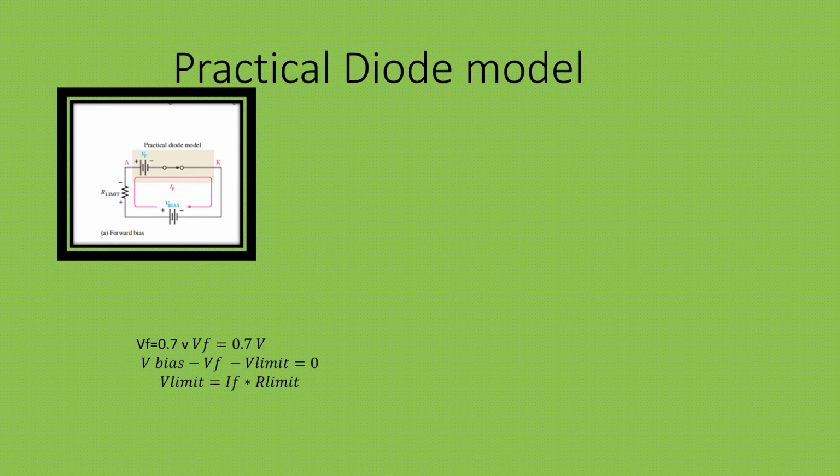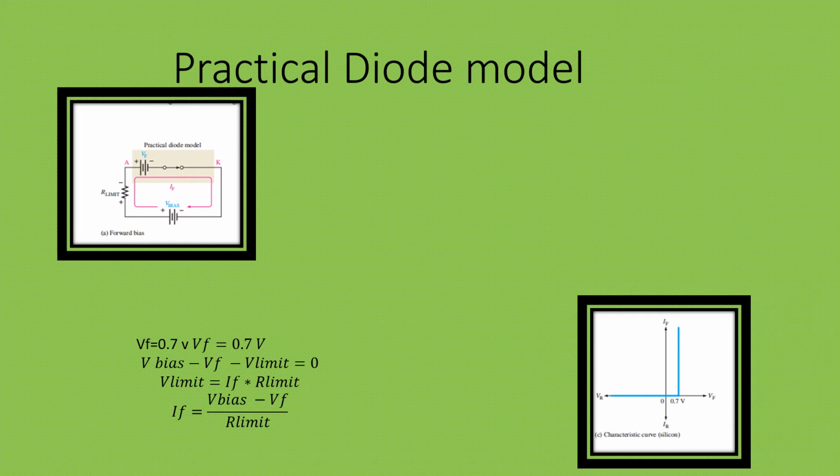So now ultimately the objective of this equation is to find out the forward bias current. The forward bias current is V bias minus Vf upon R, the limiting resistance. So this will help you in plotting the characteristics. These are the characteristics. When the forward bias voltage is 0.7 volts, there will be a steady rise in the current, and this is a practical diode characteristic.